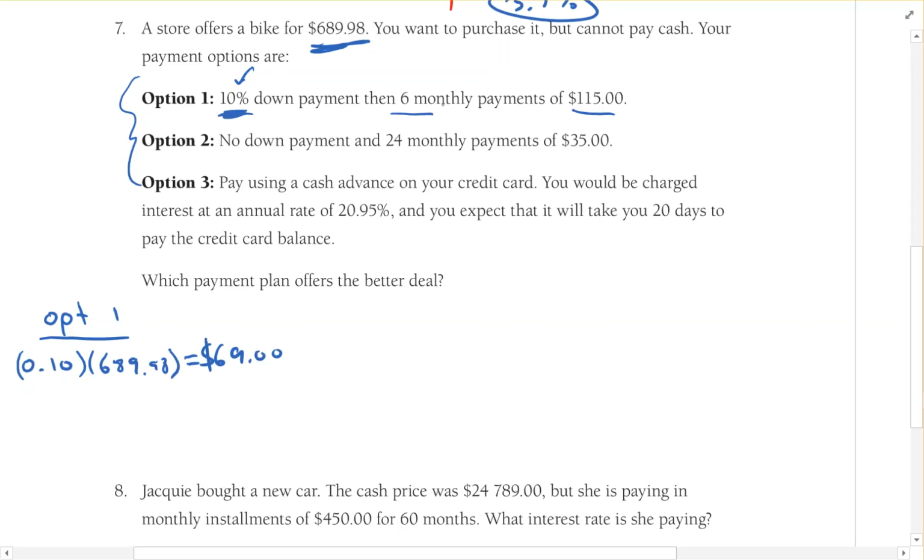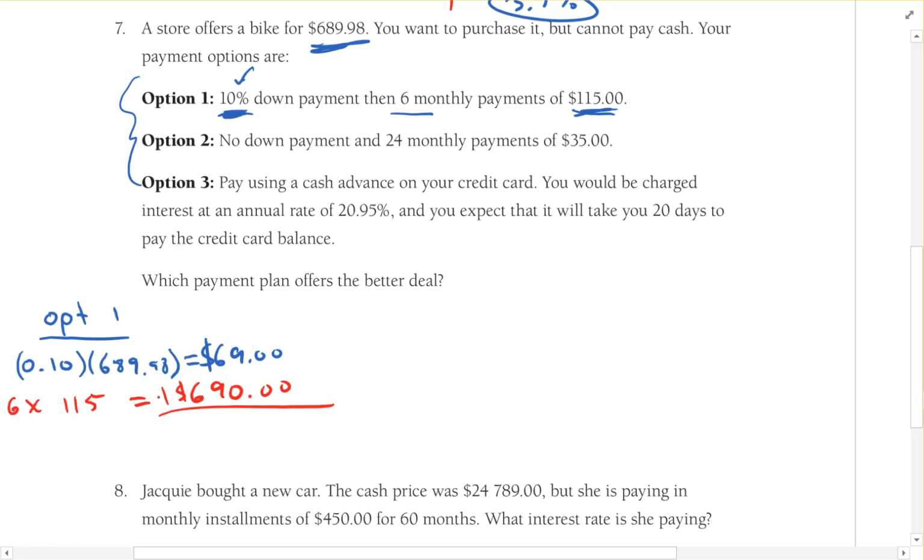And then we just need to add 6 monthly payments of 115. So I need to multiply 6 times 115. So if I go 6 times 115, that's going to be equal to $690.